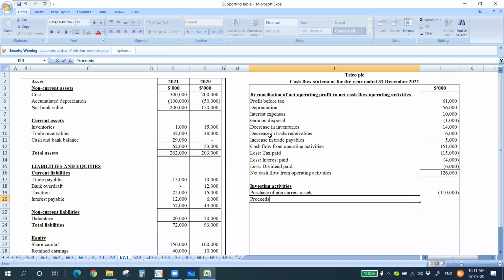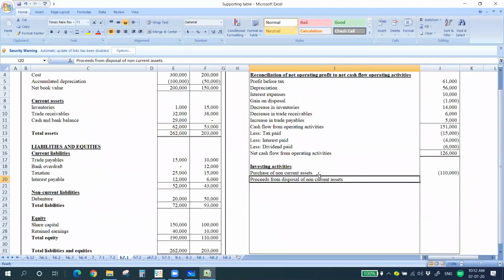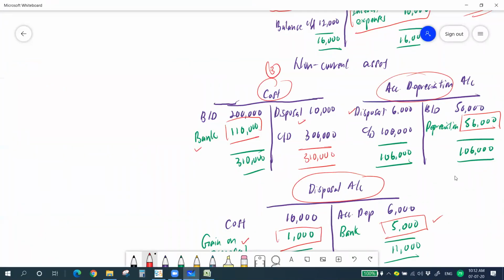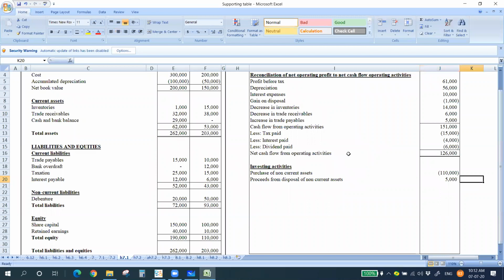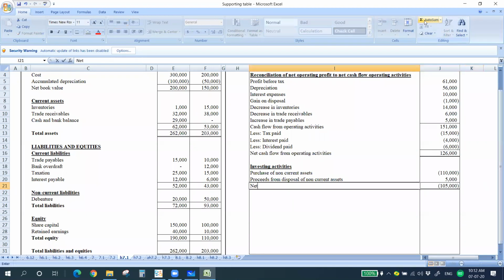And we also have proceeds from disposal of non-current assets. This refers to the amount that we collect from the sale of the asset, 5,000. So for the collection, it's a positive amount. So the net amount is a negative 105. So this is net cash flow used in investing activities.